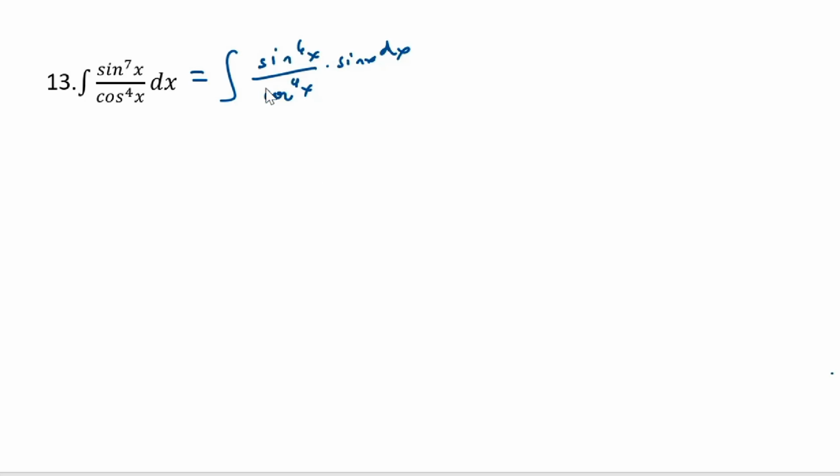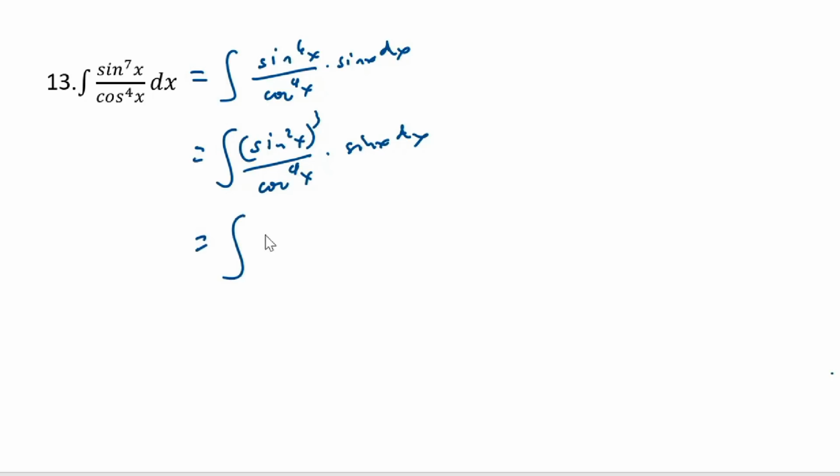Okay, so from there, I'm going to rewrite again the numerator. That can be written now as sine squared x to the power of 3 over cosine to the power of 4x times sine x dx. From sine squared x, we can write the meaning for that using the Pythagorean identity. We can write now as 1 minus cosine squared x to the power of 3 over cosine to the power of 4x times sine x dx.